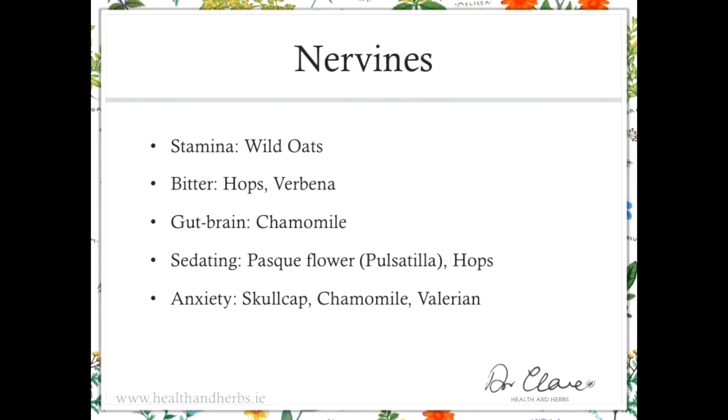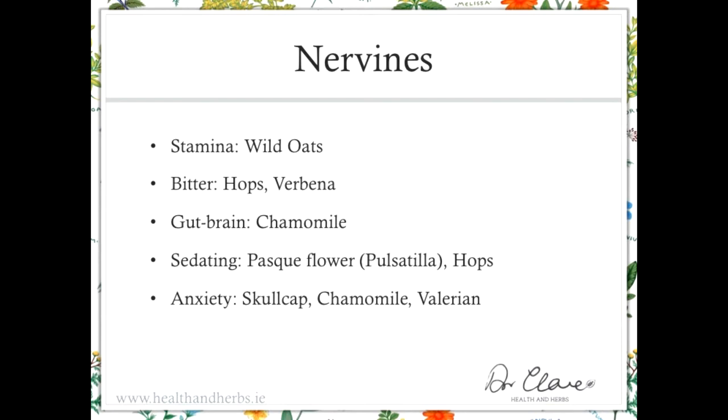If we're looking for a sedating effect, for example, somebody with migraine might have a chronically overstimulated central nervous effect, which is influencing the circulatory system. Then we might look at a herb such as passiflora or pulsatilla, and again, hops. And for women with migraine, the hops may be particularly useful because they also have a hormone balancing effect, which can be beneficial.